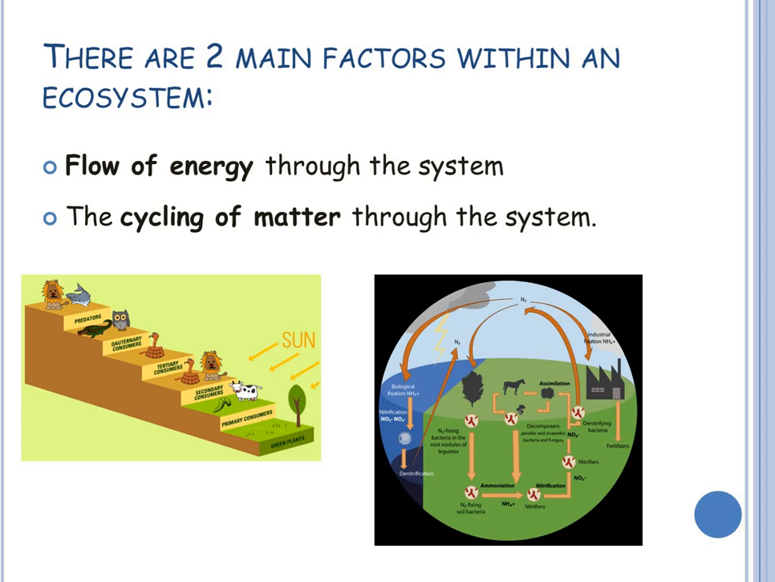And there are two main factors within an ecosystem, which you'll explore in upper sixth a bit more. So you've got the flow of energy through the system, so food chains, food webs, and the cycling of matter through the system. So you've got the nitrogen cycle, carbon cycle, cycling of sulfur through the ecosystem. So they're the two factors within an ecosystem, the flow of energy and the cycling of matter through the system.